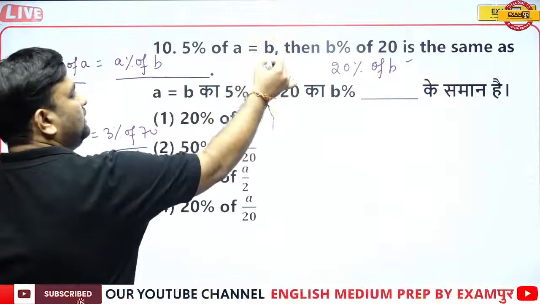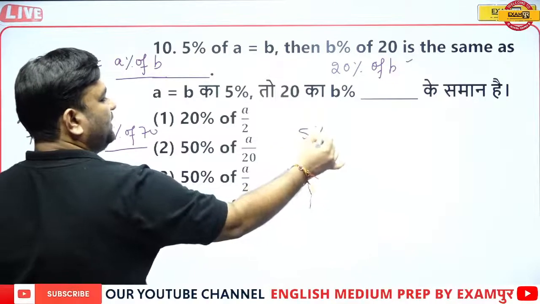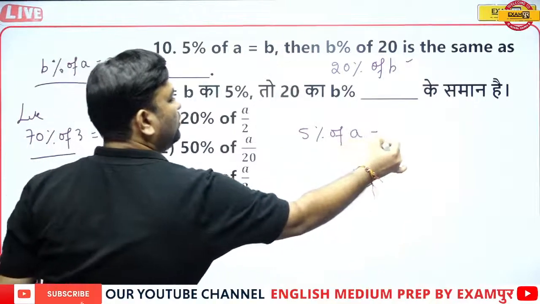So what is the given information? That 5% of A is equal to B.